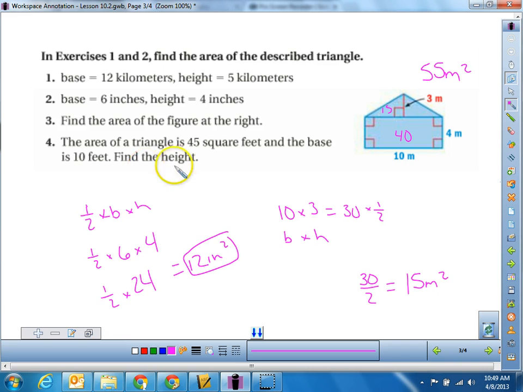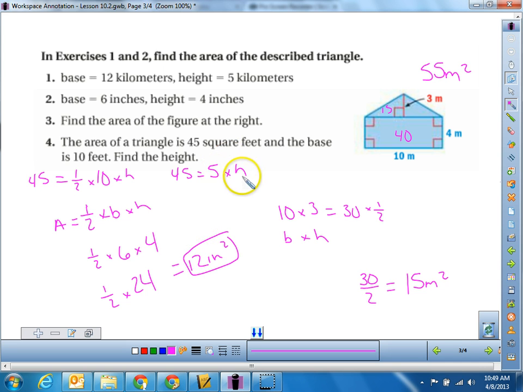Now this number 4, going backwards, here we have the area is 45. So 45 is what we're starting out with. Remember before, this is our formula in order to find the area. Now we have the area, and they're giving us some dimensions. We know it's going to be 1/2 times the base times the height. The base is 10 feet. What would the height be? This is what we're going to solve for here. Well, let's think about it. 1/2 times 10 is 5. So we've got 45 is equal to 5 times the height.